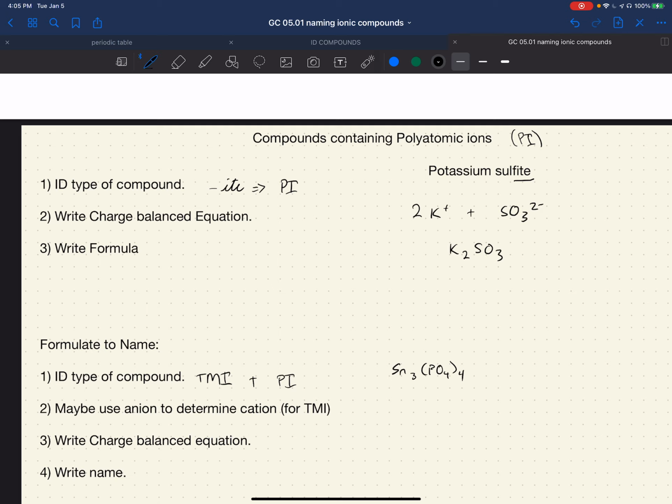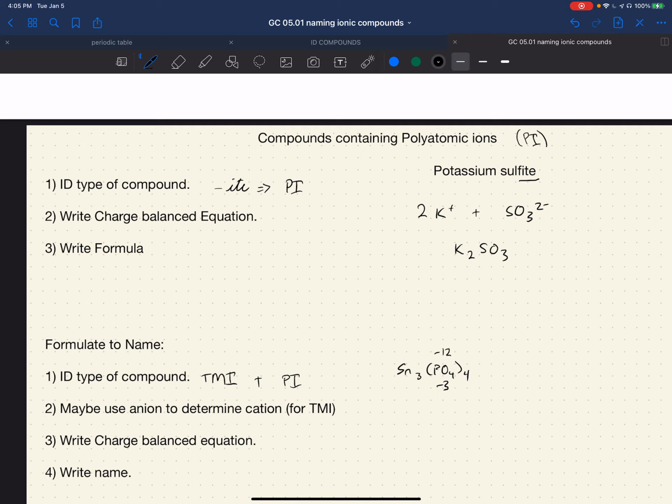So the next thing that we're going to do, because I have transition metal ionics, is I'm going to use the anion to determine the cation. So phosphate is PO4 3-. PO4 has a charge of -3. There are 4 of them. That gives me a total of -12, which means I have to have a total positive charge of +12. There are 3 tins to get me to +12, which means that each tin has to have a charge of +4. So now I can write the charge balance equation.